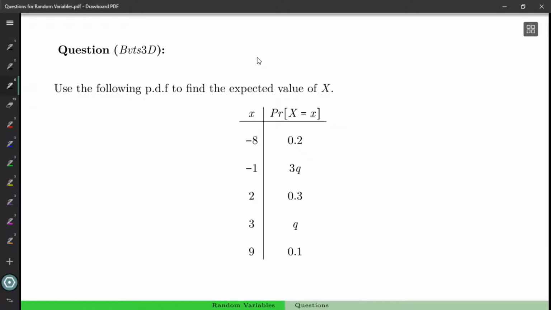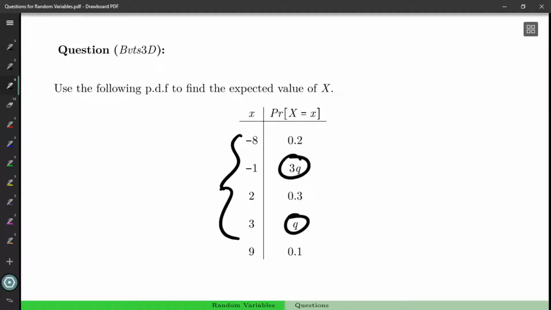Use the following PDF to find the expected value of x. Okay, so we've got all our possible values for x over here. But over on the right-hand side, we're missing a little bit. We've got a 3q and a q here.